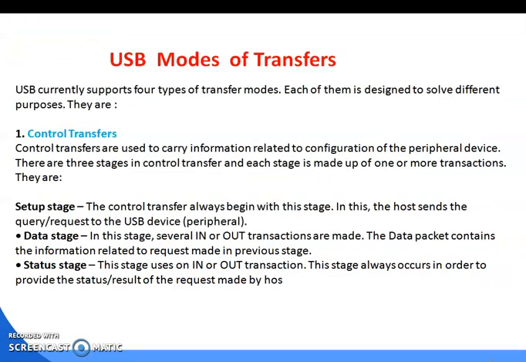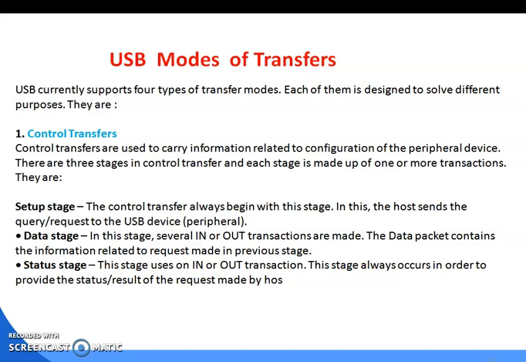Next are USB modes of transfer. USB currently supports 4 types of transfer mode. Each of them is designed to solve different purposes. They are control transfer. Control transfers are used to carry information related to configuration of the peripheral device, and there are 3 stages in control transfer, and each stage is made up of 1 or more transactions.